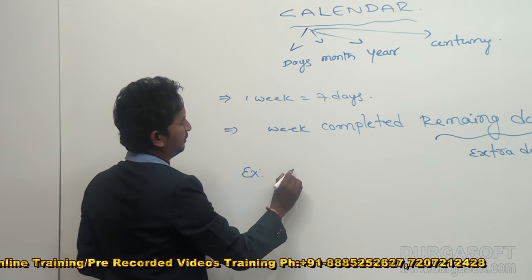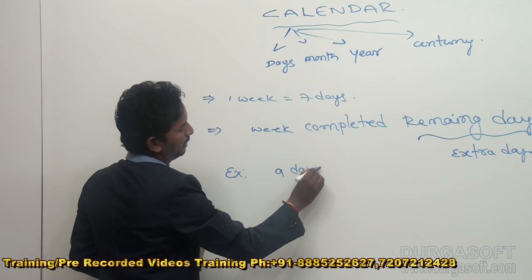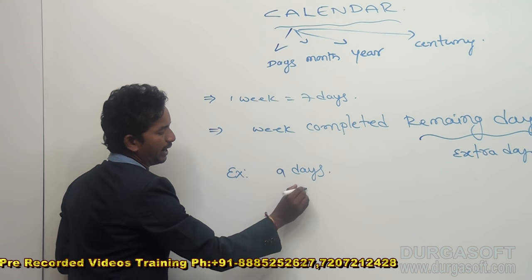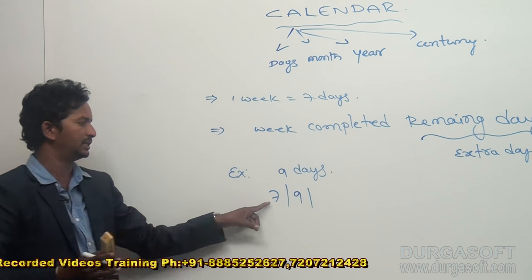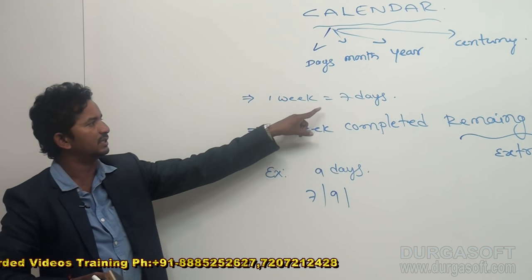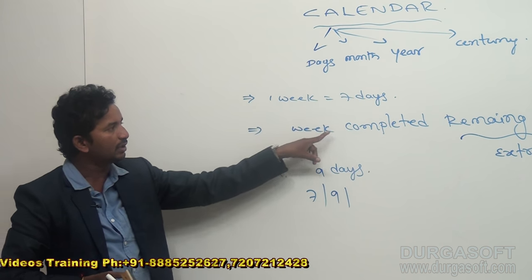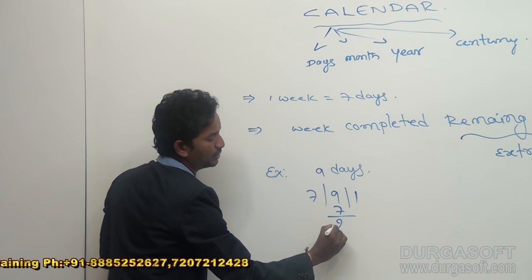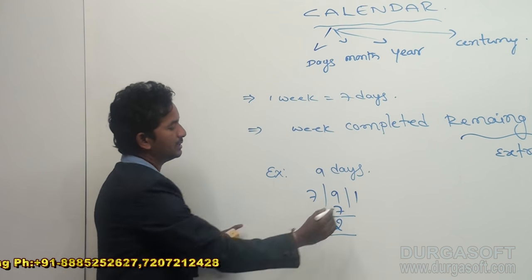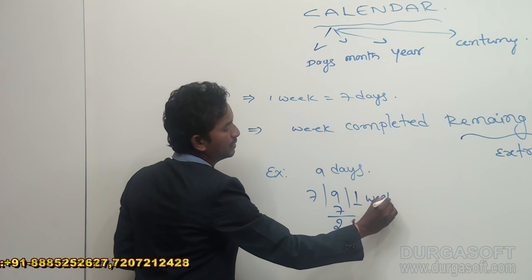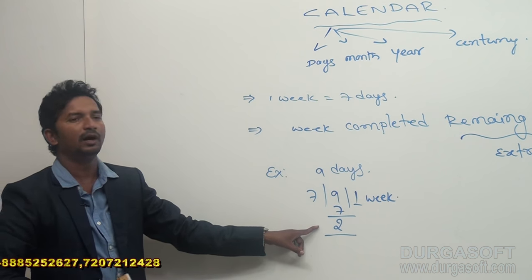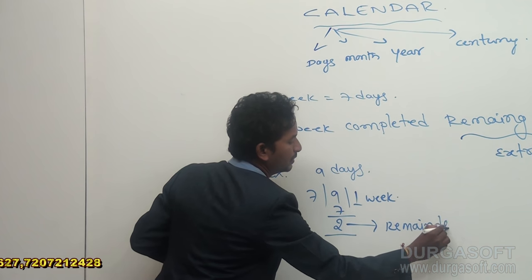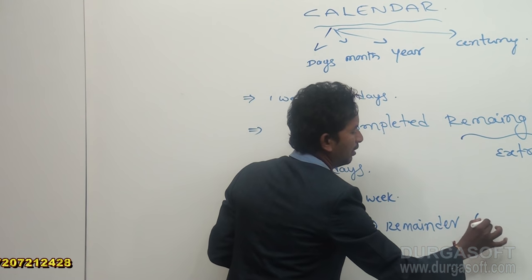Now suppose I'm taking 9 days. In these 9 days, how many odd days are there? So here 9 divided by 7. Why am I dividing by 7 here? Because a week is nothing but 7 days, and when the week is completed, the remaining days count. So here, how many weeks are there? 7 ones are 7, so the remainder is 2. So this is the week completed, and this is called the odd day. This is the remainder, so the remainder of 2 days is called the odd day.